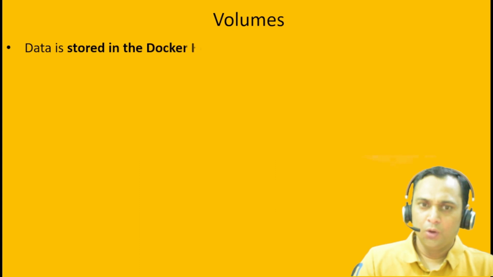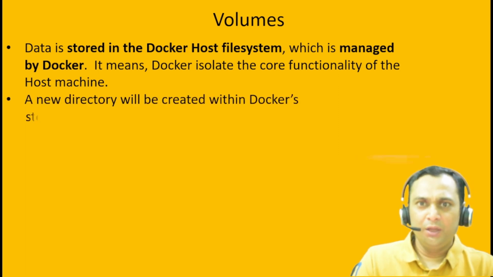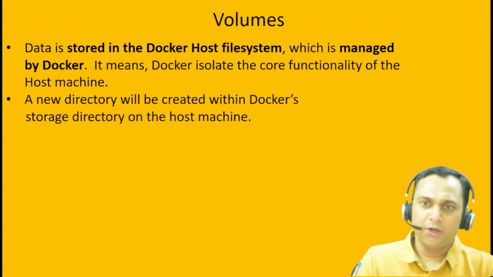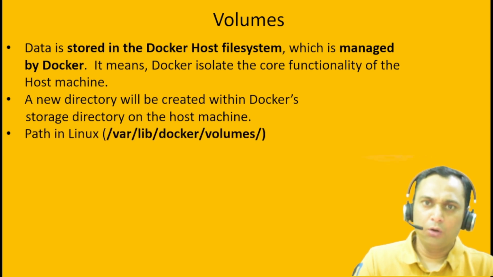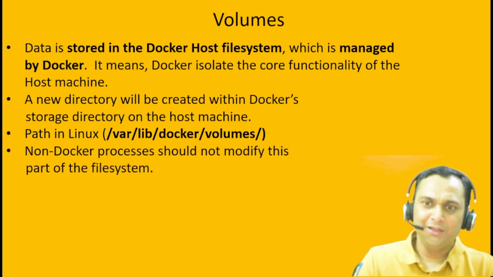Data is stored in the Docker host file system, which is managed by Docker. It means Docker isolates the core functionality of the host machine. A new directory will be created within Docker's storage directory in the host machine. The path in Linux would be /var/lib/docker/volumes. Non-Docker processes should not modify this part of the file system.